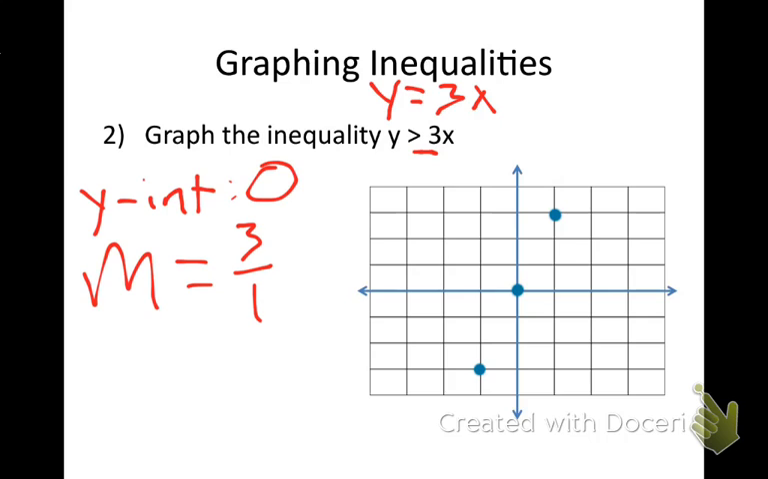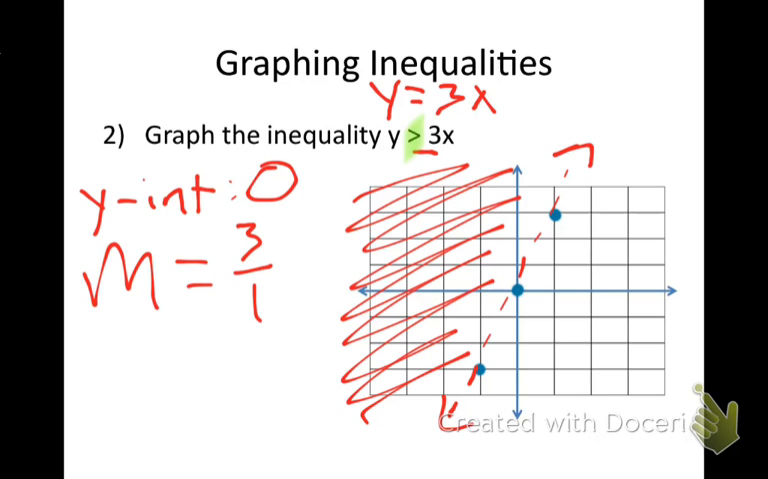What would you say here, Schultz? I'm looking at my inequality. That is a dashed line. Very good. And would I shade above or below? What do you see? What do you think, Shanks? I'm going to go above. Nice job. And there's my answer right there.